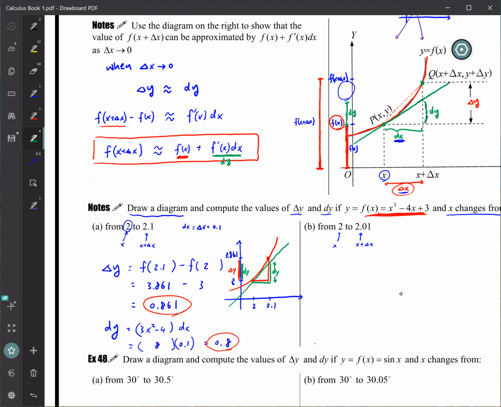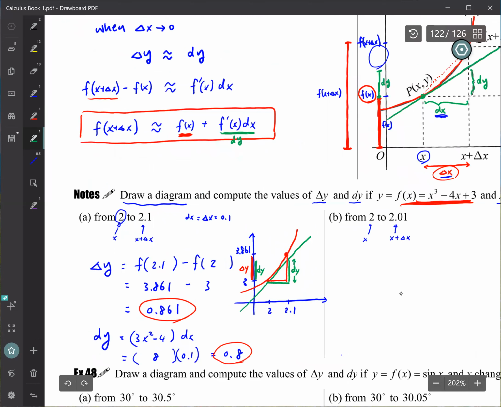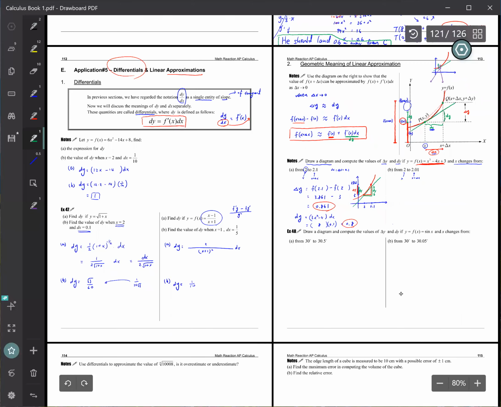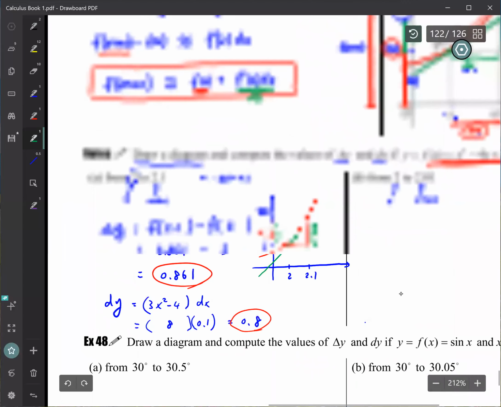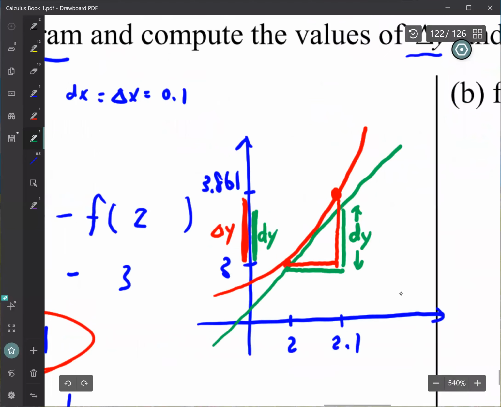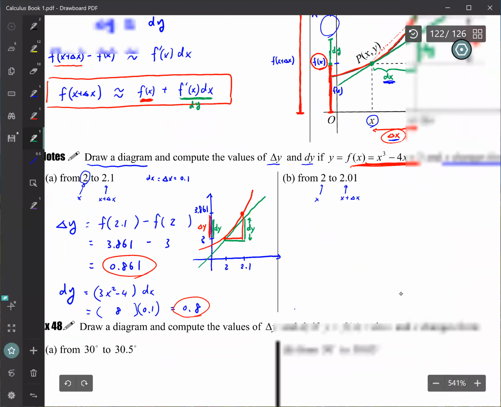As you can see, delta y will be a little bit bigger than the dy, but they are close, especially if we zoom out, right? If I make the picture very small, you can almost not tell which one is longer. They're almost the same length, delta y and dy. Only when you zoom in can you see a big gap. That's the idea. So I'd like you to try one more time.